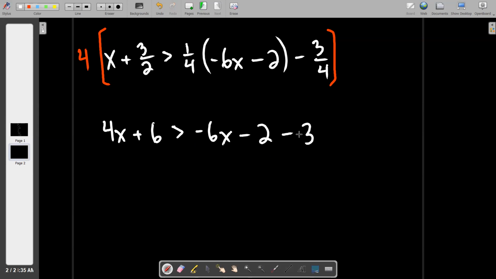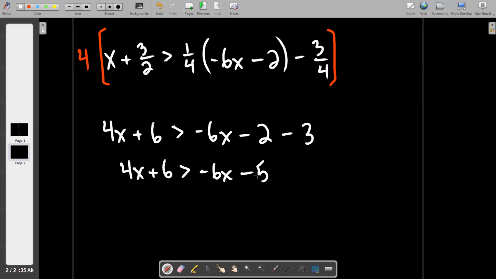Fractions are gone. Proceed as normal. Left side is 4x plus 6. The right side is -6x minus 5. And again, this goes back to, I keep picking on Mari and Tegan. I hope you guys don't mind, but Mari's my get the variable on the left person. Tegan's my heck with that, get the variable positive person. They're one and the same in this example.